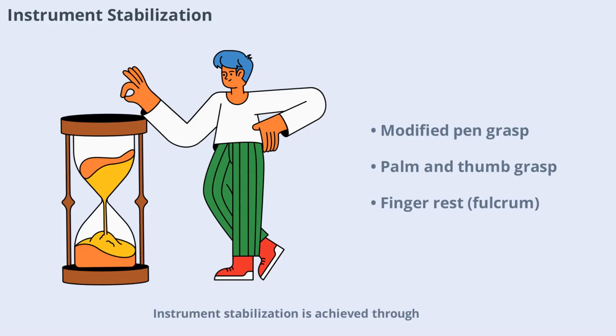Instrument stabilization is achieved through proper grasp and fulcrum techniques. The modified pen grasp is most effective for precise control of periodontal instruments, allowing for delicate movements and accuracy. The palm and thumb grasp is useful for sharpening instruments and manipulating air or water syringes. A finger rest, or fulcrum, stabilizes the hand and instrument, with the ring finger generally preferred. These techniques ensure that the clinician maintains control and stability throughout the procedure.